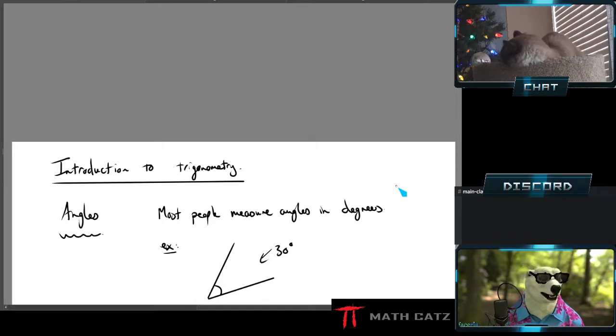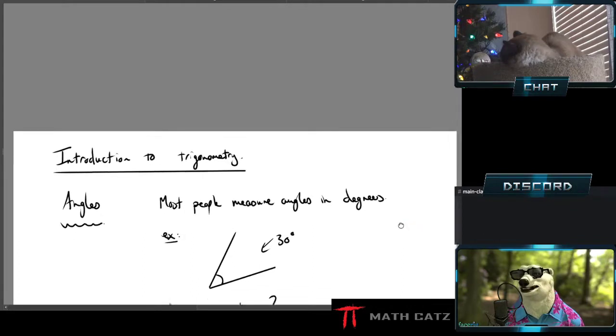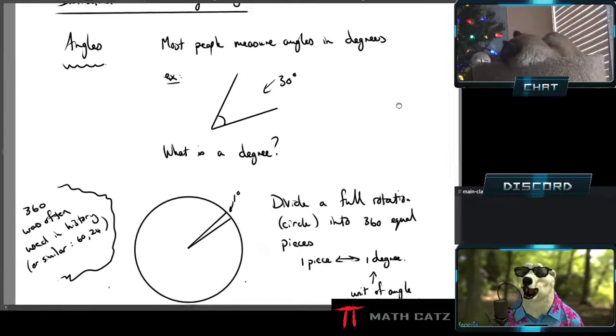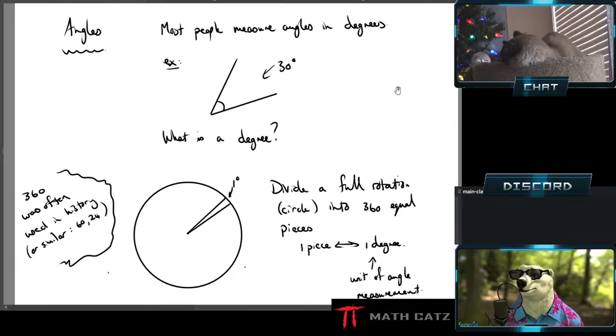But what is a degree? What are you really saying? What does that mean? Well, long ago, people that developed these concepts decided, well, if we look at a full circle, we're going to break that full rotation up into 360 smaller, equal pieces. Why 360? No one really knows.